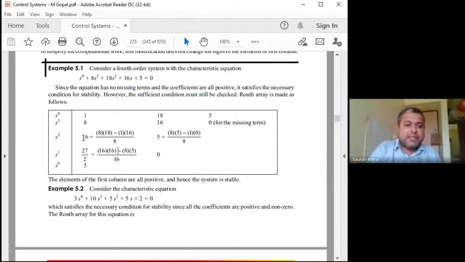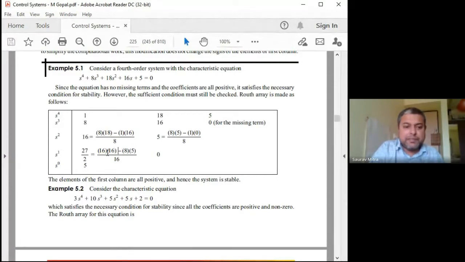So the first thing is 16 and the second thing is 5. So this is 8 into 5, that is 40 minus 0 divided by 8. So this is 5. Now the third row first column is 16, third row second column is 5. Now what we have to do is take this third row and second row. Whatever we are writing goes in the next row. So this is 16 multiplied by 16 minus 8 multiplied by 5.